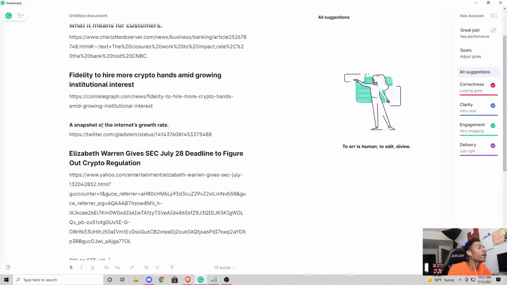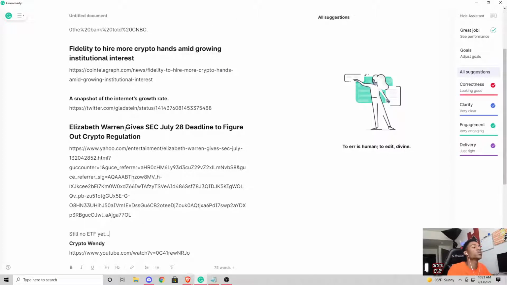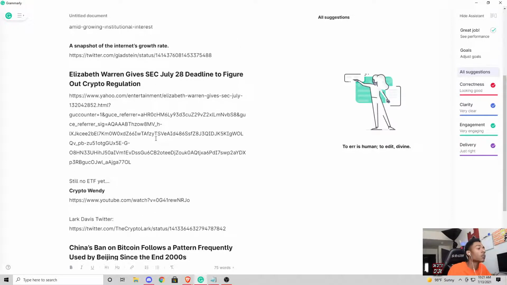We've seen that. A snapshot of internet growth. We're also going to cover some of the correlations between the internet growth and the cryptocurrency markets in terms of blockchain technology and the adoption. Very, very interesting. Elizabeth Warren also gave the deadline for the SEC, July 28th, which is also phenomenal. No more kicking the can down the road. We will have an official thumbs up or thumbs down by the 28th in terms of regulation and what laws need to become in place.